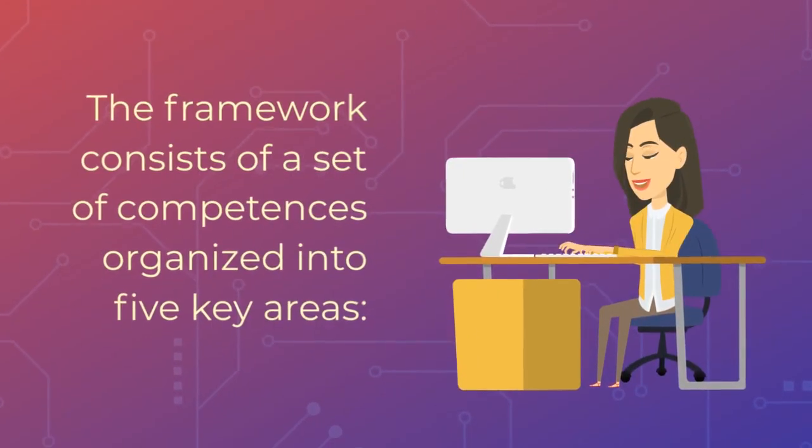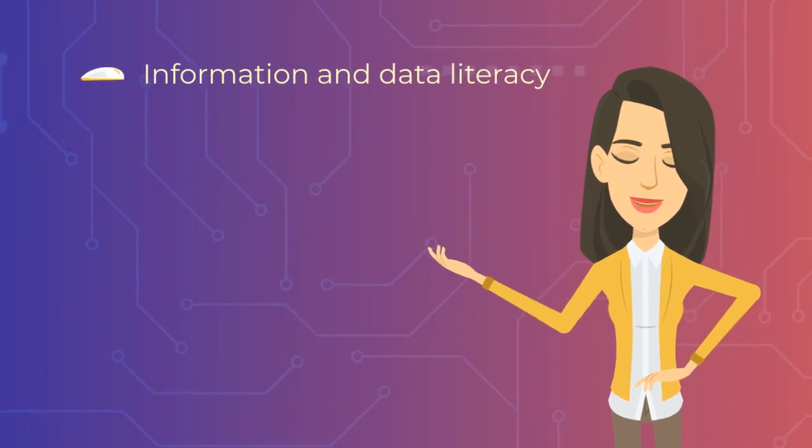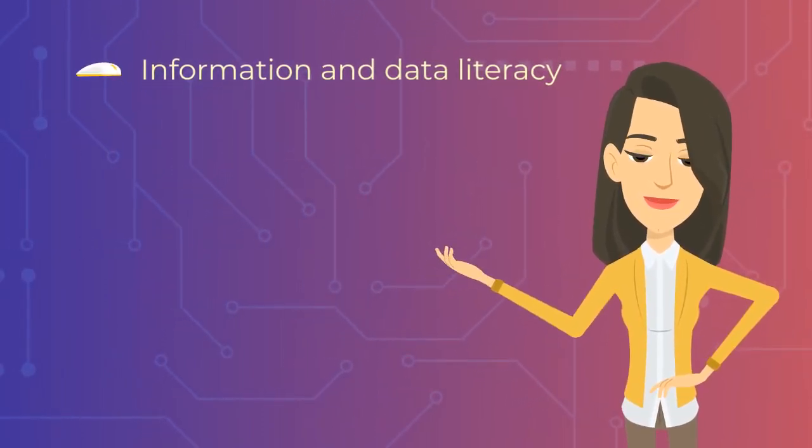The framework consists of a set of competences organized into 5 key areas. Information and data literacy. This competence involves the ability to search, evaluate, and critically assess information from digital sources, as well as to manage, analyze, and interpret data.